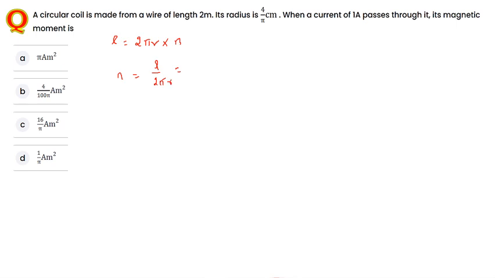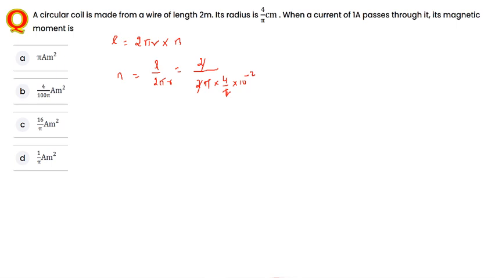See, 2 pi r, and the L value here is 2 meter, and the whole is divided by 2 pi into the R value. What you have given here is 4 by pi centimeter. You have to convert this centimeter into meter, so I just mention 10 power minus 2. Here the 2 and 2 will be cancelled, and pi and pi will be cancelled.